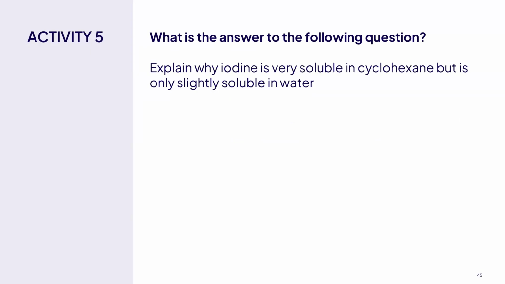So, what's the answer to the following question? Explain why iodine is very soluble in cyclohexane, but is only slightly soluble in water. Again, jot down your answers to that or keep them in your head for a decision as to what the important points are here. Okay, what are the important points in answering this particular question? Iodine soluble in cyclohexane, but only slightly soluble in water.